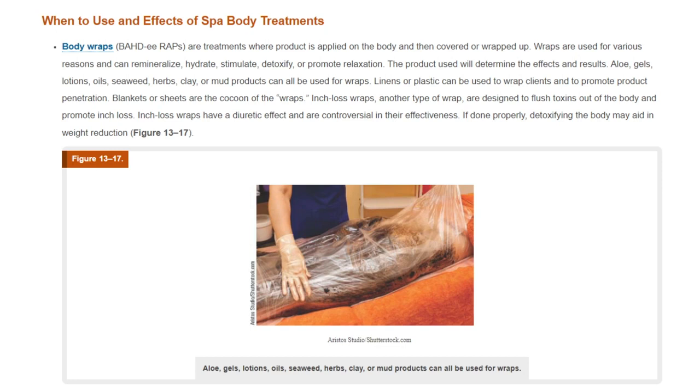Inschloss wraps, another type of wrap, are designed to flush toxins out of the body and promote Inschloss. Inschloss wraps have a diuretic effect and are controversial in their effectiveness. If done properly, detoxifying the body may aid in weight reduction. Figure 13:17. Aloe, gels, lotions, oils, seaweed, herbs, clay, or mud products can all be used for wraps.